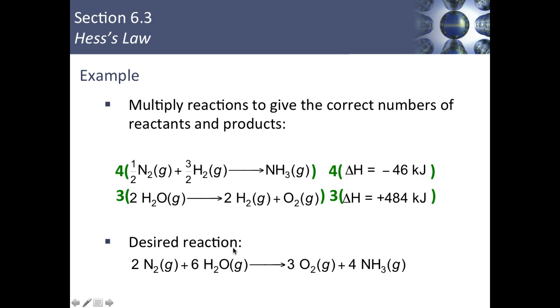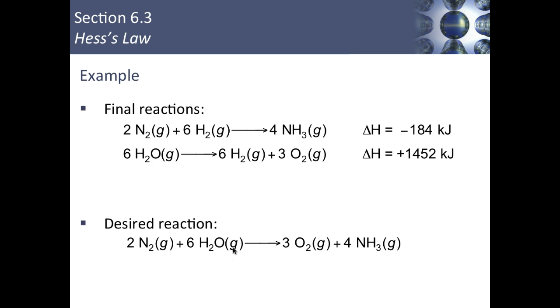So if I continue on this way, this now fits my original idea. Now all I have to do is calculate my energy change. My H2 is gone, and I get 1260 by adding these two up. Were you able to keep up? I hope that you were.